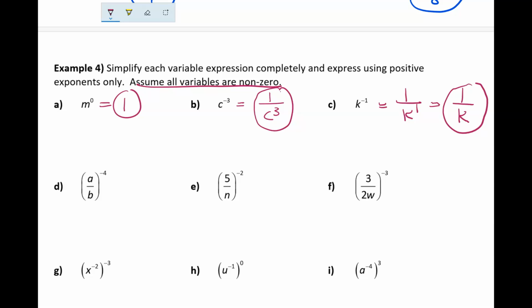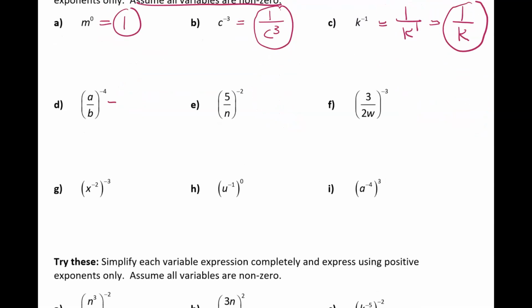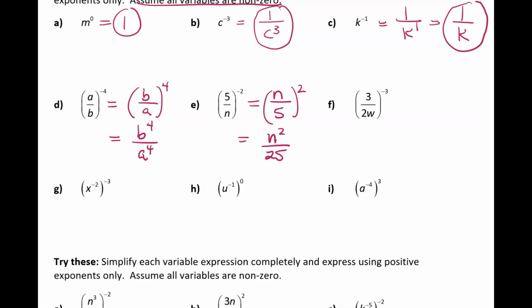In D, we have a fraction raised to a negative exponent. And remember how we handled that. You're going to take the reciprocal, b over a, and replace it and raise it to a positive exponent. So that's going to give you b to the 4th over a to the 4th. Same thing for E. 5 over n raised to the negative 2 is the same as n over 5 raised to the positive 2. Remember, that's n over 5 times n over 5. N times n is n squared. 5 times 5 is 25.